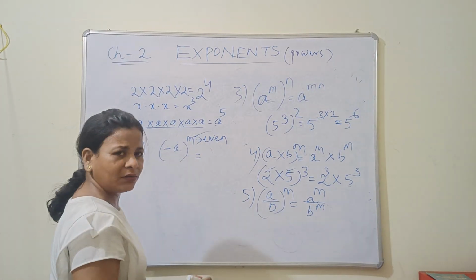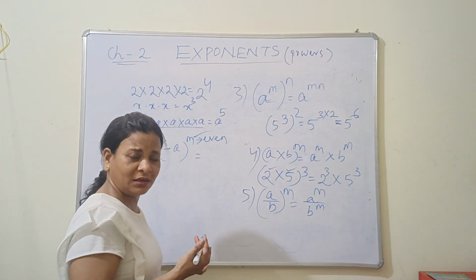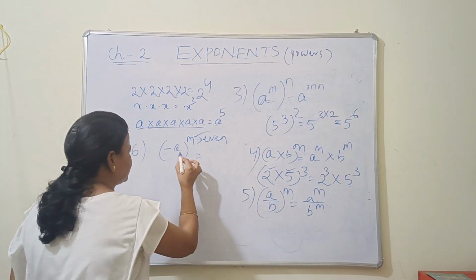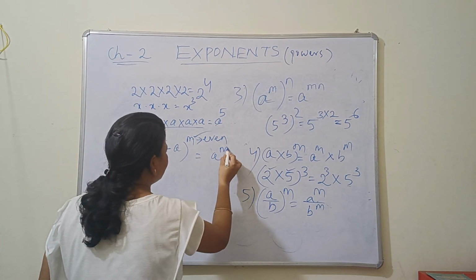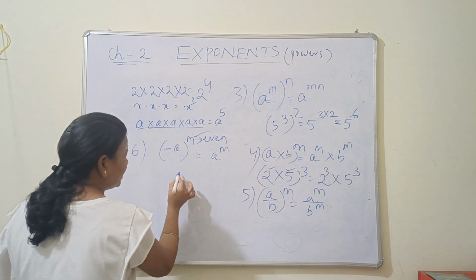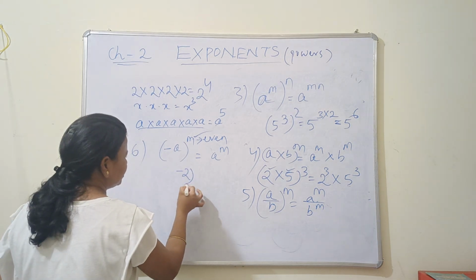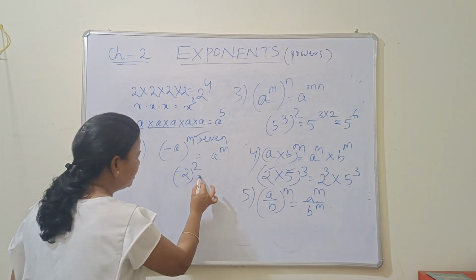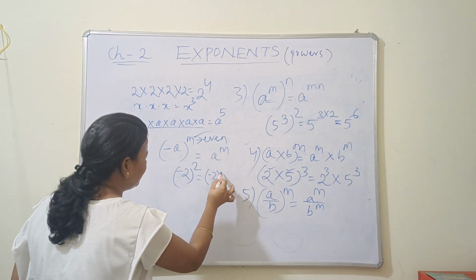It may be a negative number, but even number of times when a negative number gets multiplied, it would give rise to a positive answer. That's why the answer would be equal to a to the power n. Take one example. Suppose minus 2 is there. Its power is 2. 2 is an even number. The power is even. So we will multiply it how many times? 2 times.